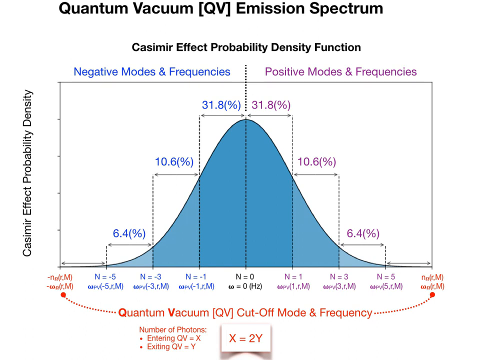What this all means is that a certain number of photons are entering the quantum vacuum, let's call them X, and a certain number of photons are leaving, let's call them Y. However, X does not equal Y. In fact, in previous episodes on this channel, we have derived a result of X equals 2Y, as appears on screen. This means that on average, for every 2 photons entering the quantum vacuum over cosmological time, 1 photon exits.